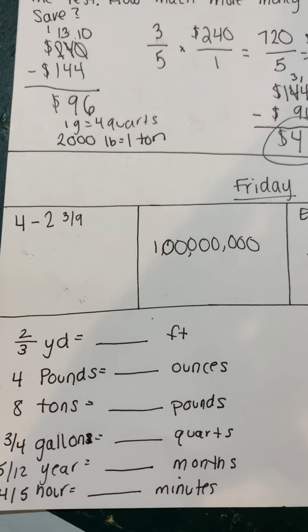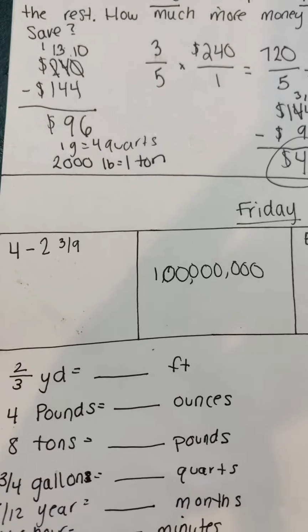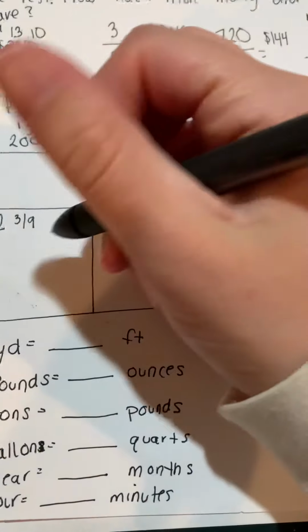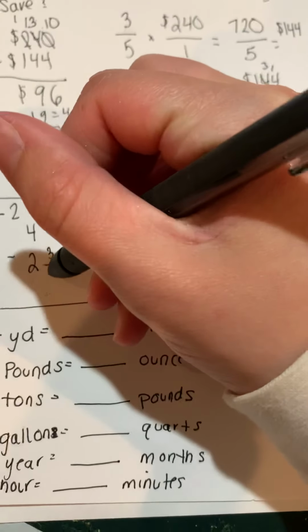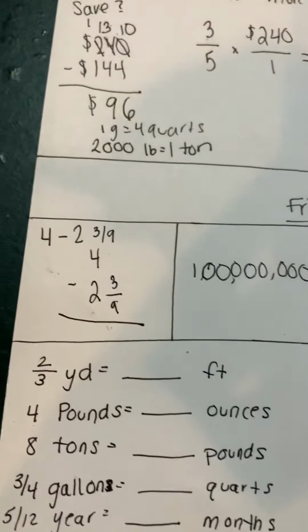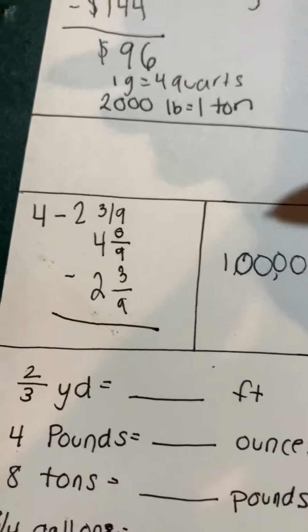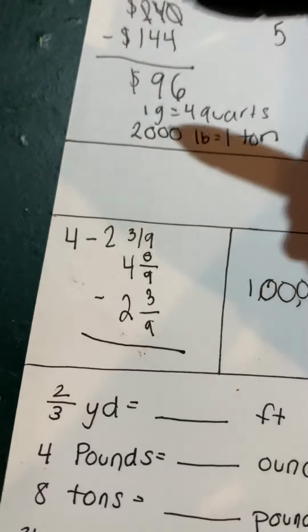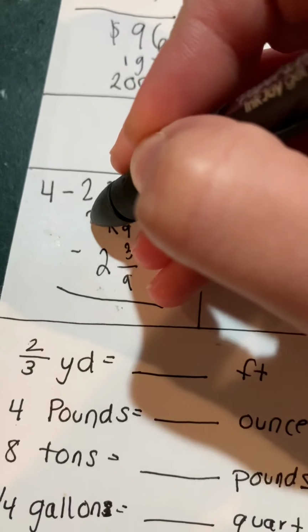Friday's morning work. Our first problem is a subtraction problem. 4 minus 2 3/9. We're going to set this up vertically. 4 minus 2 3/9. We need to have the top one have a fraction with it, which is 0/9.